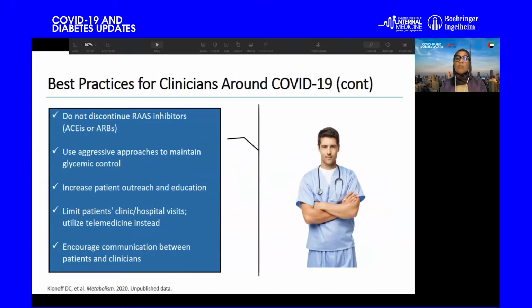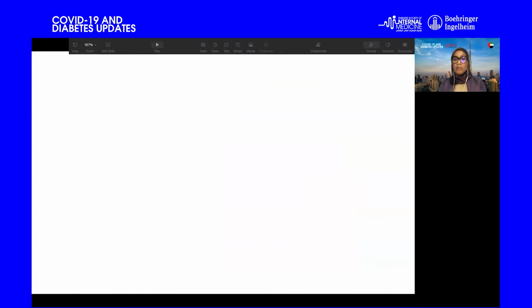The other thing that is important, because there was a time when there was this confusion about the use of the RAS inhibitors, is that these should not be discontinued in the patients that are on them, because there is no association that these would increase the risk for the infection.